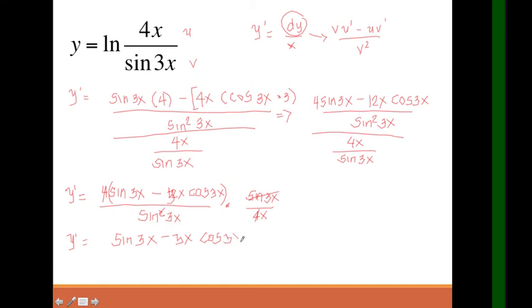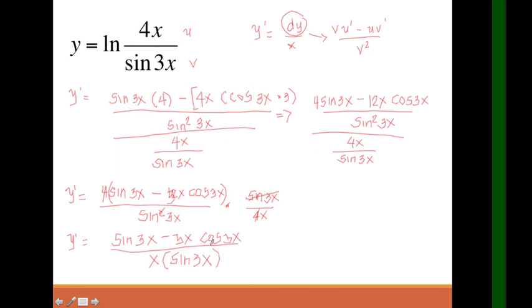Remember, di natin pwedeng galawin ito, no? Hindi natin pwedeng ipag-multiply ito tsaka ito. All over x, ito yung natira. And then dito naman, sine 3x. So, quantity sine 3x. Ayan. Okay? So, that's our final answer.